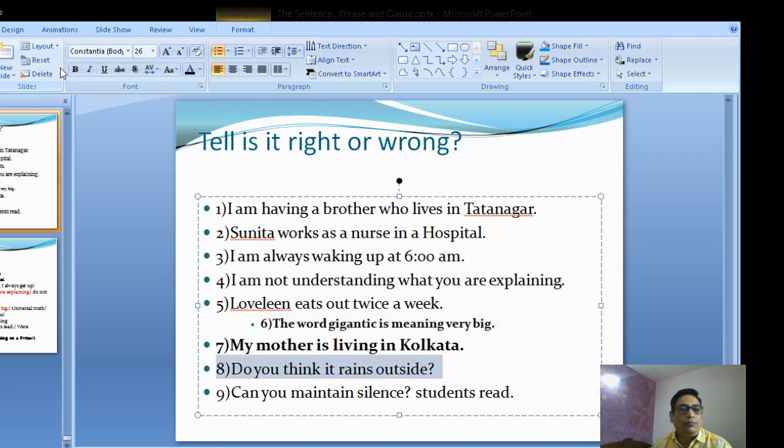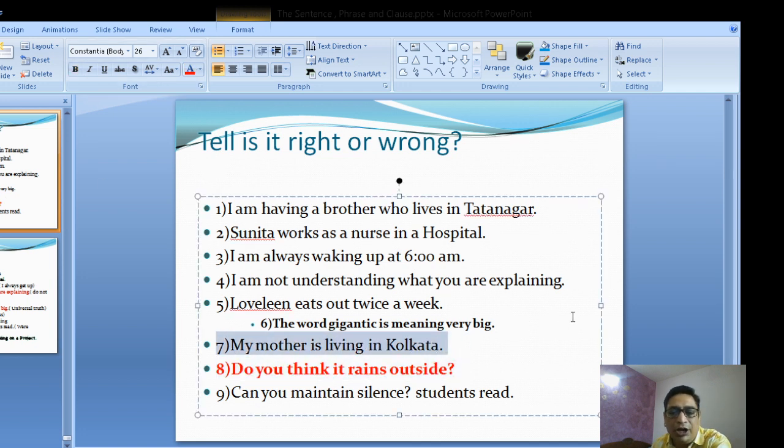Next, the second last one rather. Look at the sentence and give the right answer. Do you think it rains outside? Do you think it rains outside? What is the answer? 8 is right or wrong? Is it a right sentence or a wrong sentence?